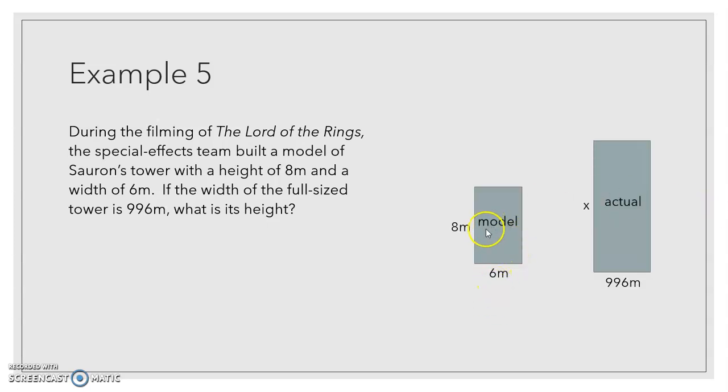Okay, so in my diagram, I made the model with a base of 6 meters and a height of 8. Then I drew an actual tower representation with a base of 996 meters and a height of x meters. Now what you're going to do is create a proportion. And remember, when you're creating the proportion, you just have to be consistent. You can do height over base equals height over base. You can do base over base equals the height of the model over the height of the actual. You just have to be consistent, okay? So try to make a proportion and solve it, and see if you're right on this video.